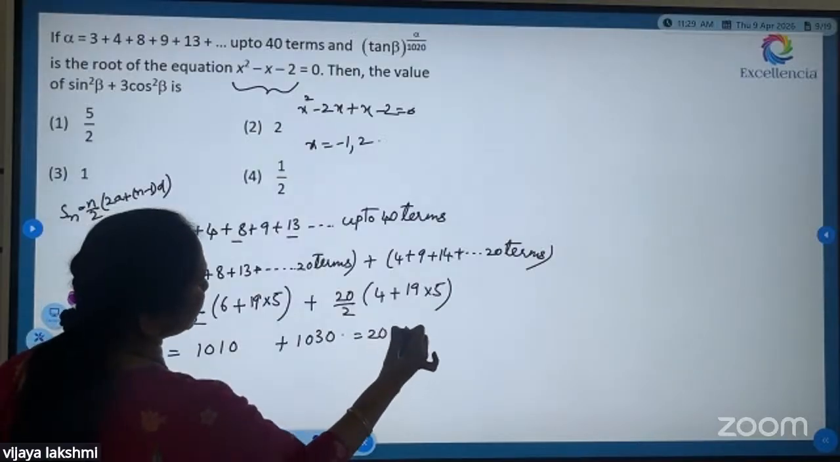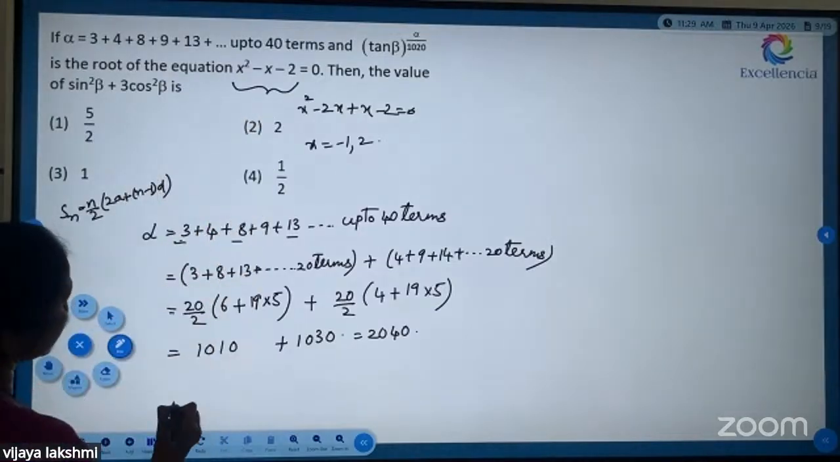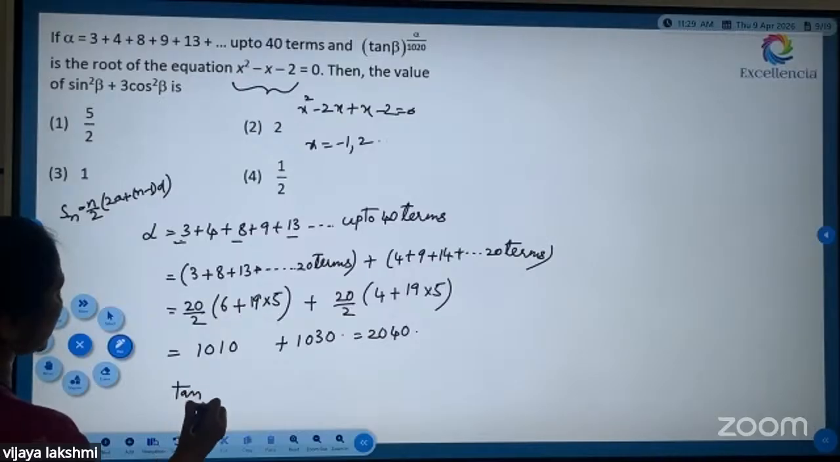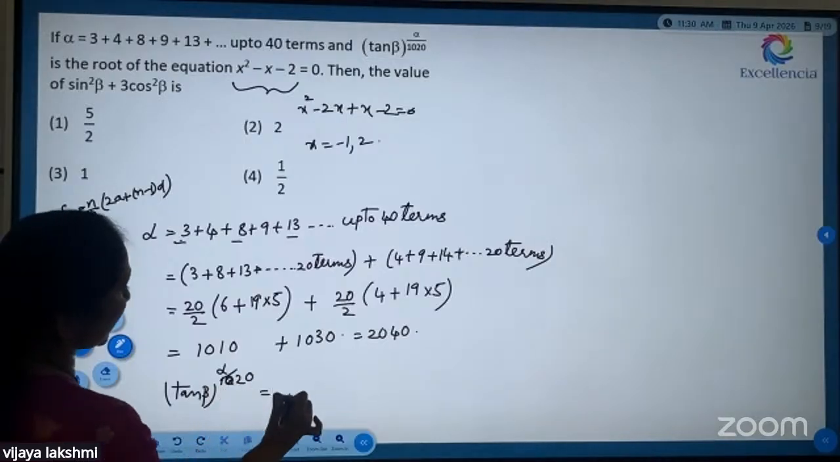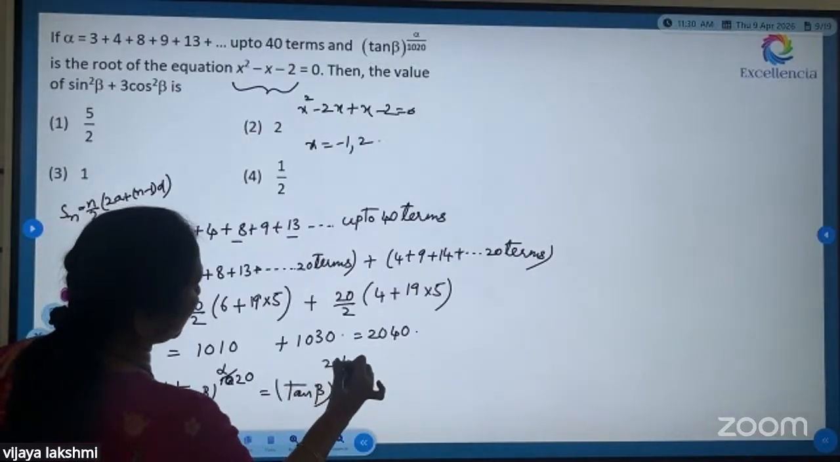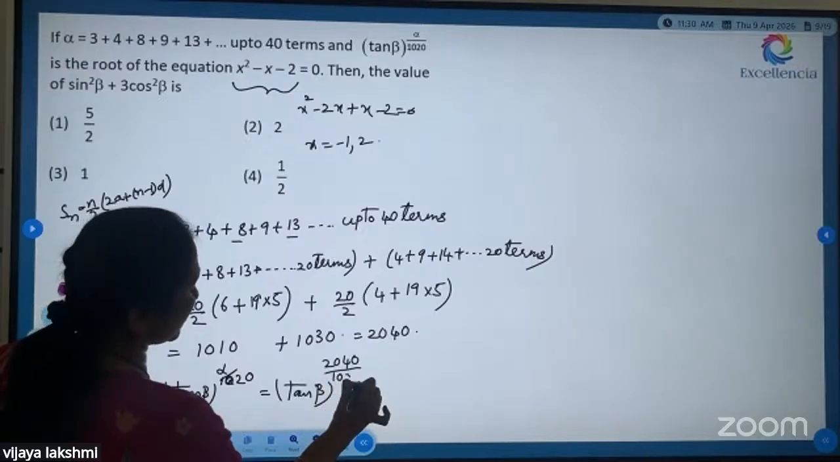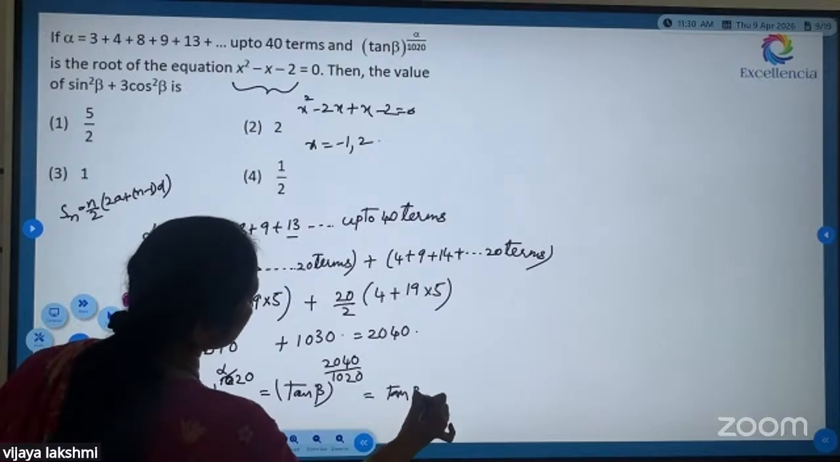Then you can take tan beta whole to the power alpha by 1020. Alpha is the root of the equation basically. First we calculate tan beta whole power alpha by 1020. Then tan beta whole to the power, we can consider 2040 divided by 1020. Just 2 times you can cancel it. That's the tan beta whole square.